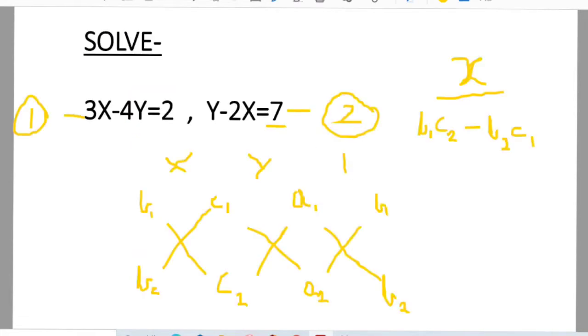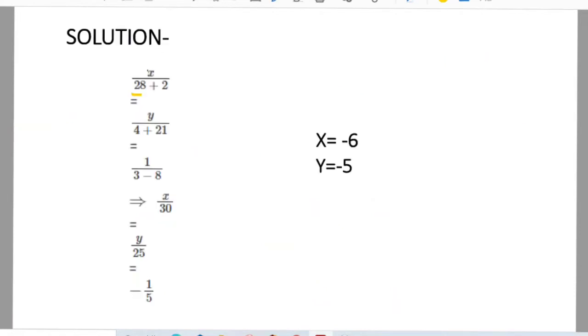Same thing goes for minus B2 C1. We multiply minus B2, and minus of minus 2 is plus 2, and for C1, 2 will go to that side and become -2. 2 into -2 is -4, and minus of that is +2. So here we have the value of X. The value of X is X upon 30. The value of Y is Y upon 25. By using the same formula, you can easily calculate it for Y. And the value for 1 is -1 by 5.